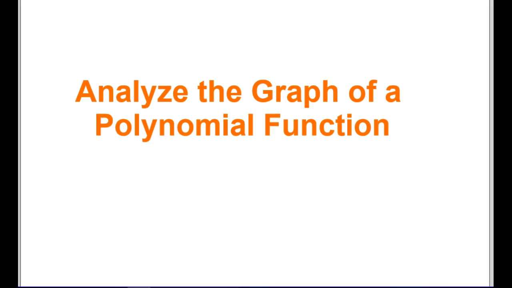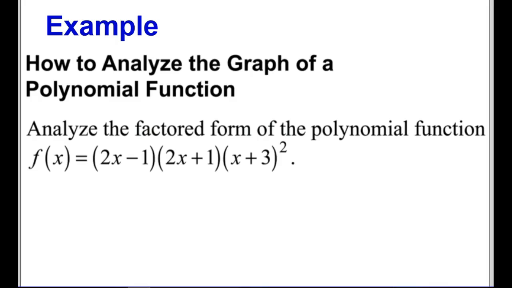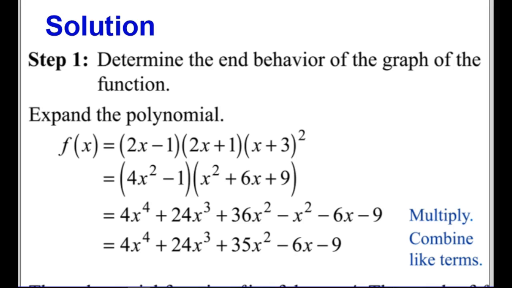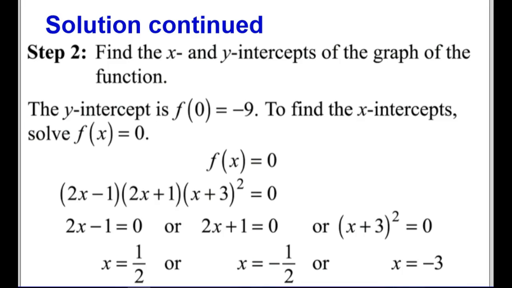So now we're going to be looking at some more graphs and analyzing these graphs of polynomials. Okay? So I want to analyze the factored form of the polynomial (2x minus 1) times (2x plus 1) times (x plus 3) squared. So again, I want to look at the end behavior of the graphs. So I expand my polynomial. So I multiply everything out, and then I combine my like terms. So here's my expanded polynomial. And to look at end behavior, remember we always look at the leading term.